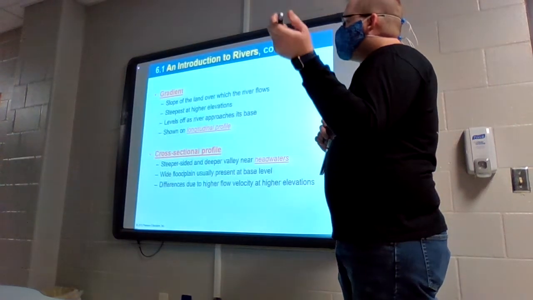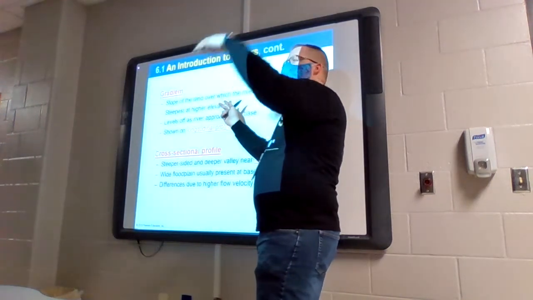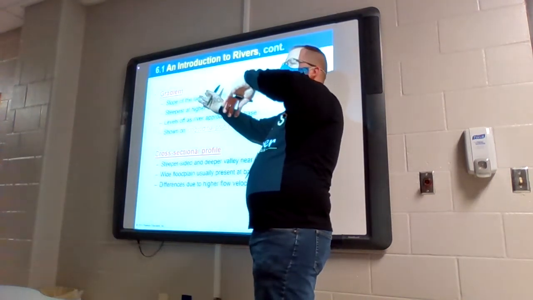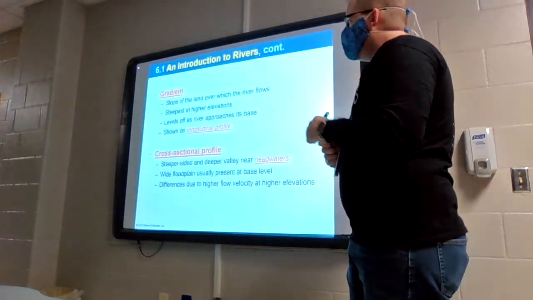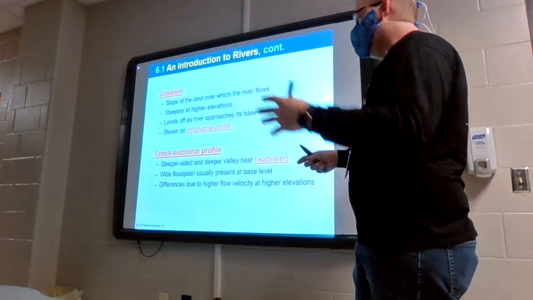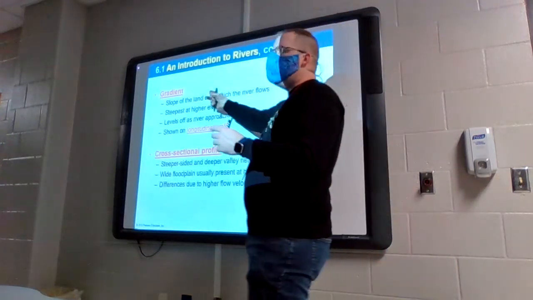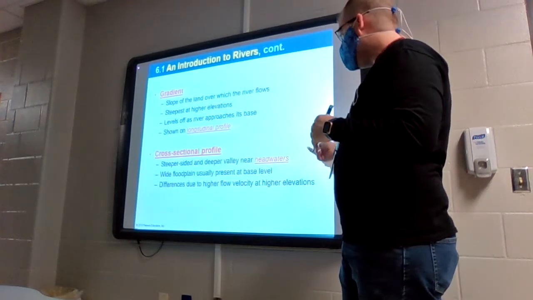They talk about gradient, which is basically how steep your stream is. The steeper, the higher the gradient. If you have a low gradient stream, it's nice and flat and doesn't flow very fast, kind of like the Mississippi. The Mississippi is really wide and really slow, where a high gradient stream would be like up in the mountains where the water runs very quickly.